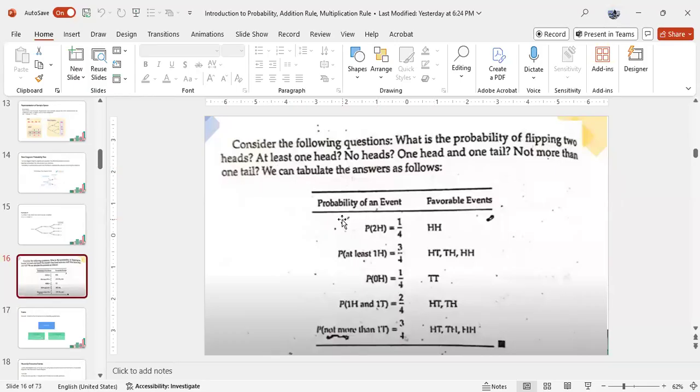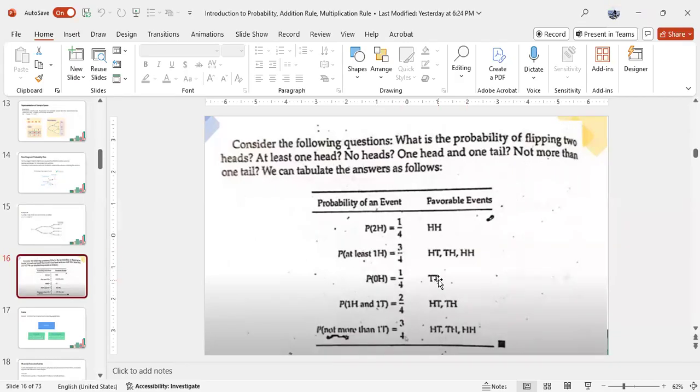Whenever we toss 2 coins, there are 4 possible outcomes. Remember, 4 possible outcomes: head, head; head, tail; tail, head; or tail, tail. So now we have to consider the probability of having 2 heads, because this is possible only in this event. So the probability of having 2 heads is equal to 1 by 4. If we have to find the probability of having at least 1 head, this is possible in 3 out of the 4 events. So probability would be 3 by 4.